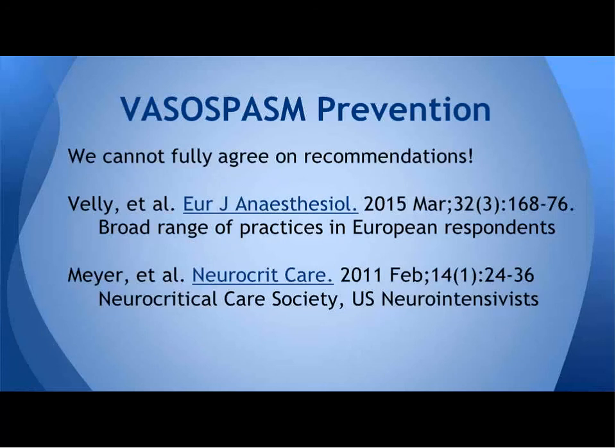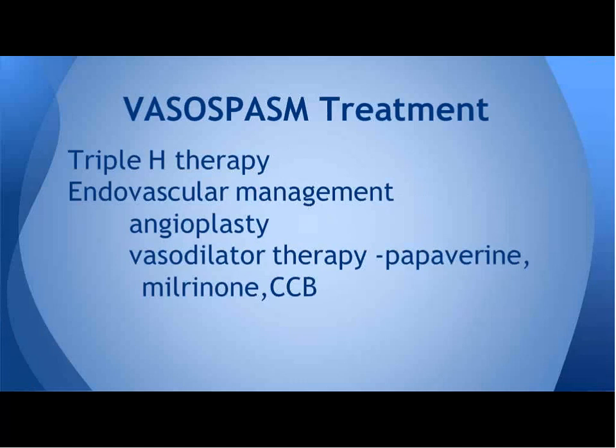So as I was saying, we just can't agree fully on the recommendations. There's the Veli group and Meyer group, and essentially we're just all over the board with our management. But we do know that aggressive management and aggressive blood pressure management, aggressive fluid resuscitation gives us the best outcomes in these patients. So Triple H therapy, endovascular management for vasospasm treatment: angioplasty, vasodilator therapy, which again, I leave that up to the proceduralist. They just tell me what they've done, and then I go with it.